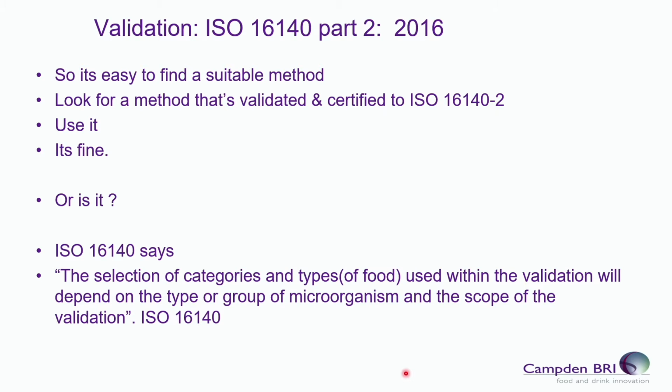Because 16140 actually says the selection of categories and types of food used within the validation will depend on the type and group of organisations and the scope of the validation. You have to remember that the validation itself has a scope. And within that scope, the expert lab may test lots of food types or very limited numbers of food types. That's something you have to be aware of when you're picking a method. Does the validation cover the food that I'm going to test?